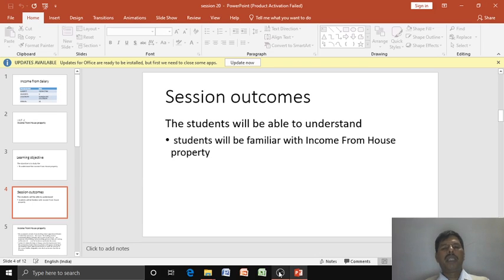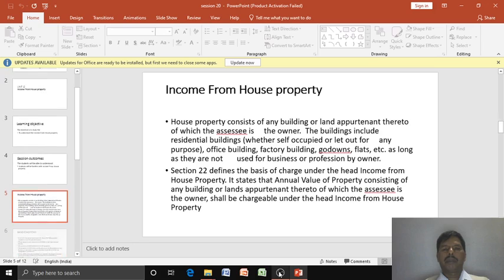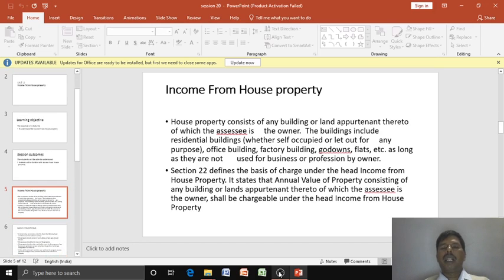The outcome of the session will be that students will become familiar with the meaning of house property, computation of income from house property, and the various deductions available as per the Income Tax Act. Now we will try to understand income from house property.